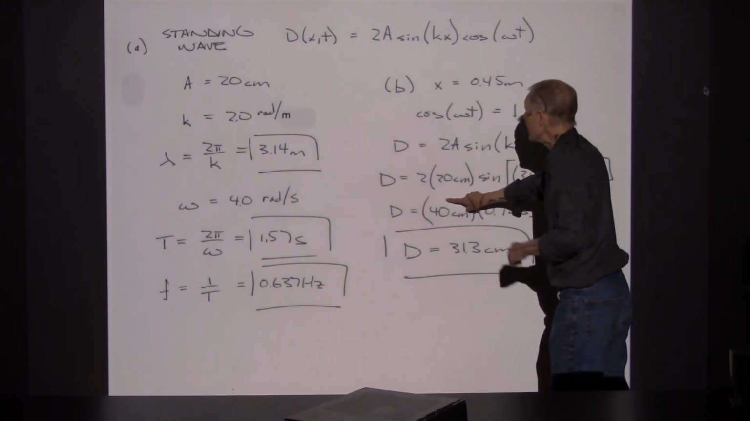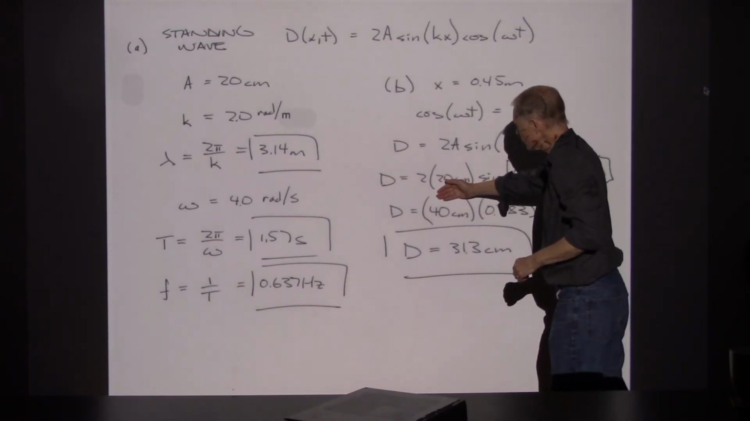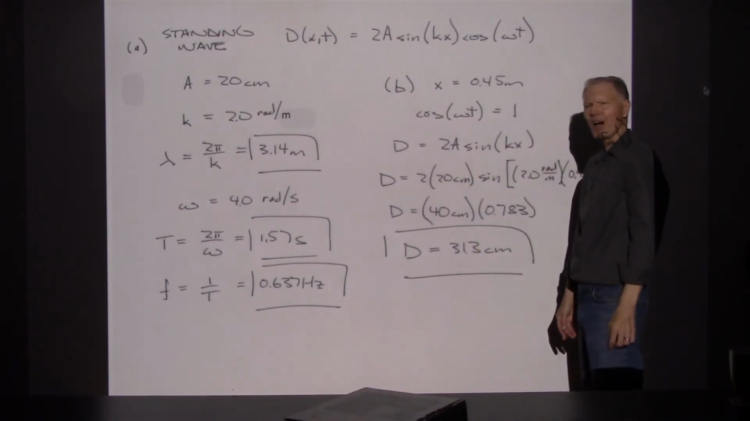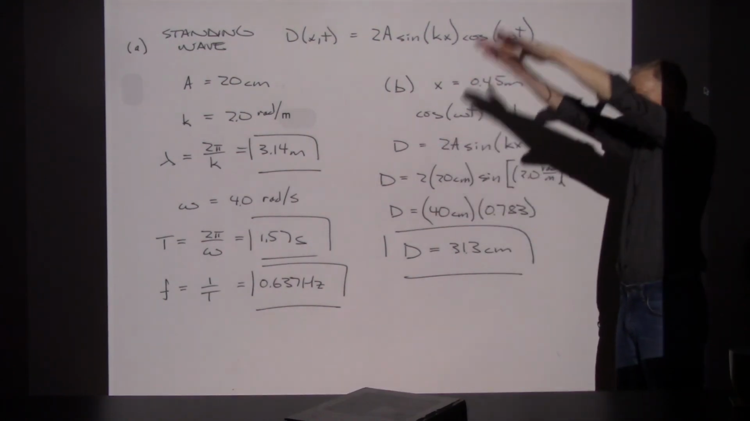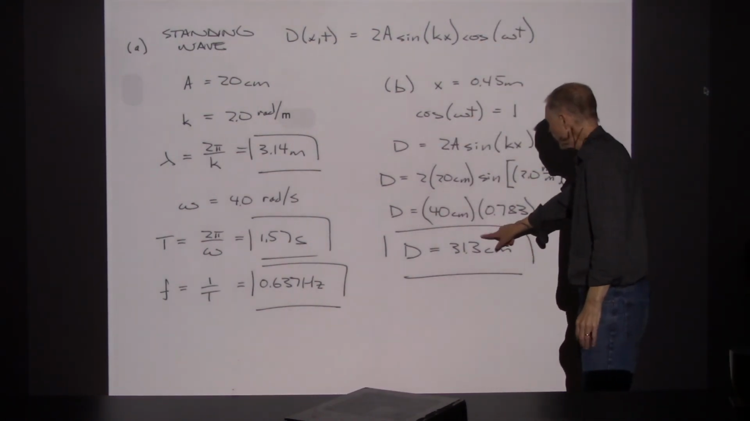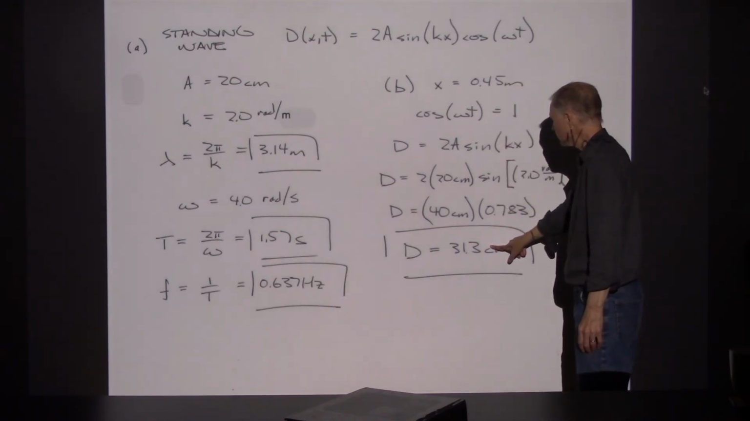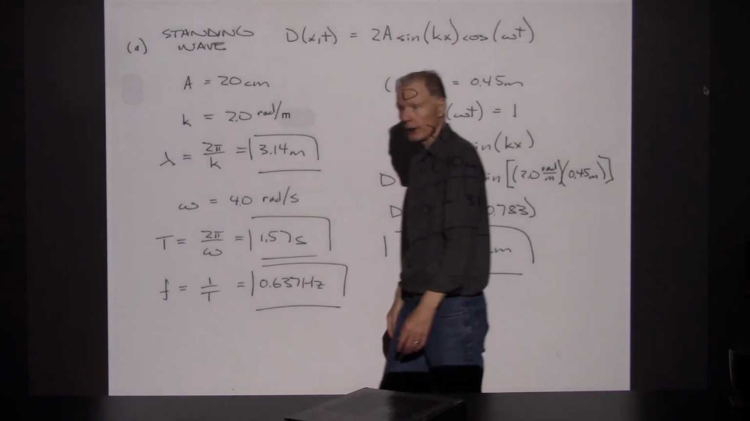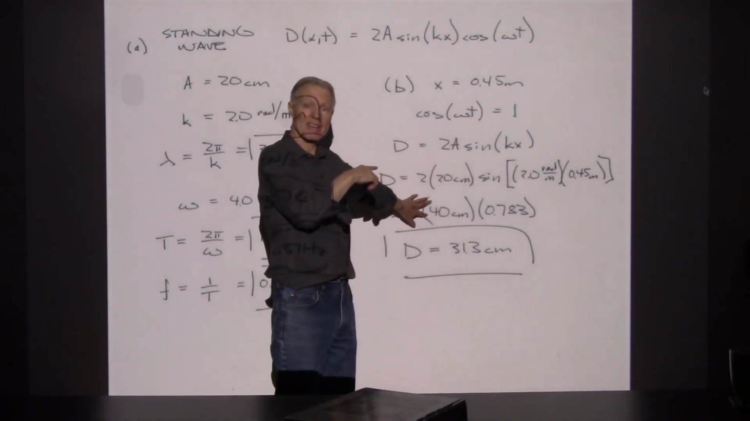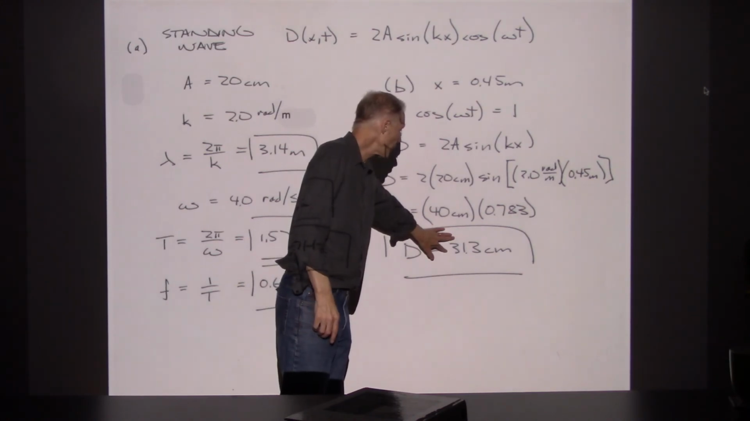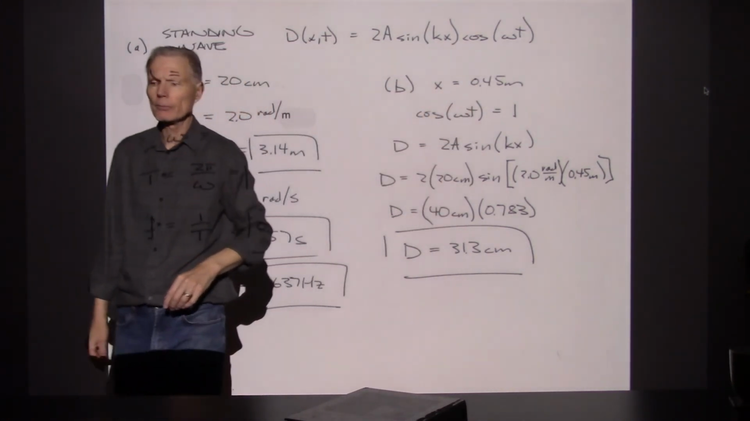Now 2 times the amplitude is 40 centimeters. So it says that the maximum amplitude would be 40 centimeters, which is a lot. 40 centimeters of amplitude. This thing is oscillating back and forth like this. And then the maximum displacement at this particular location is 31 centimeters. So the 40 centimeters would be at one of the antinodes. The 31.3 centimeters is at a location of 0.45 meters.